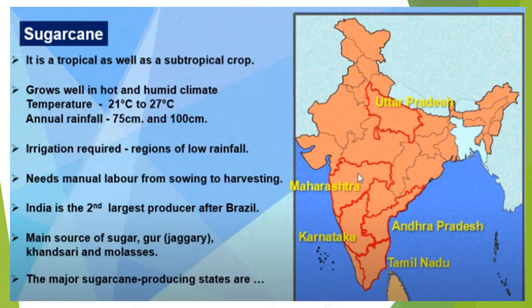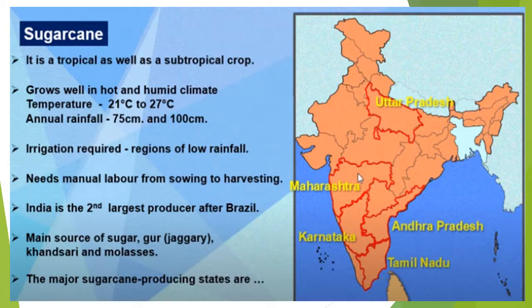So, India is the second largest producer of sugarcane only after Brazil. In sugarcane production, India occupies second place while Brazil occupies first place. Brazil produces almost 50% of the world's total production of sugarcane and India only 22 to 24%. But in sugar production, India occupies first place. It requires manual labor from sowing to harvesting.